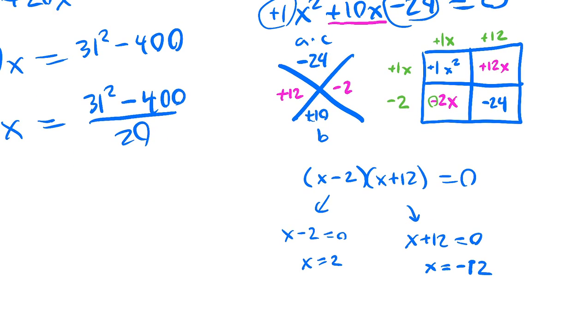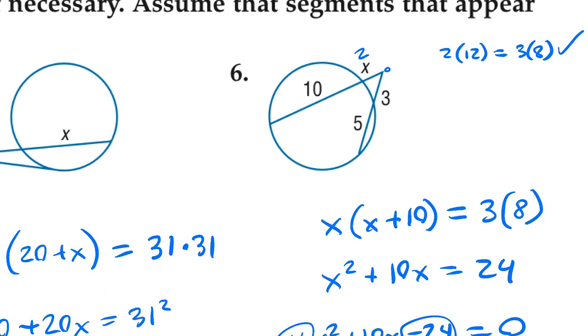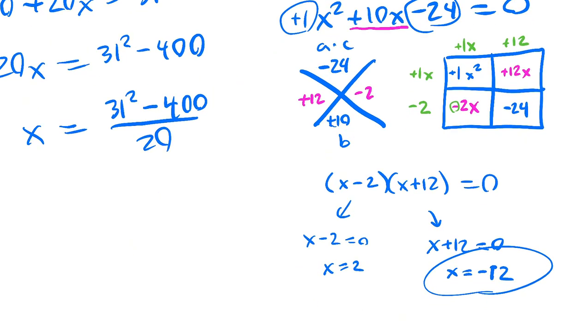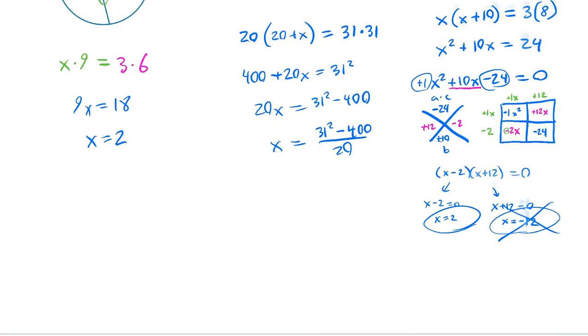Can x be negative 12? So could we have a negative side length here? No, we could not. So that was not a valid solution. But x equals 2 is a valid solution. Sometimes both are valid, sometimes neither are valid. The key is you go back and check. Maybe the segment was x plus 20. Well, then both would work, right? This makes the segment 22, and this makes the segment 8. So it doesn't matter if the variable is negative. What matters is that the segment has a negative length. Okay, let's delete that. Ka-chow.